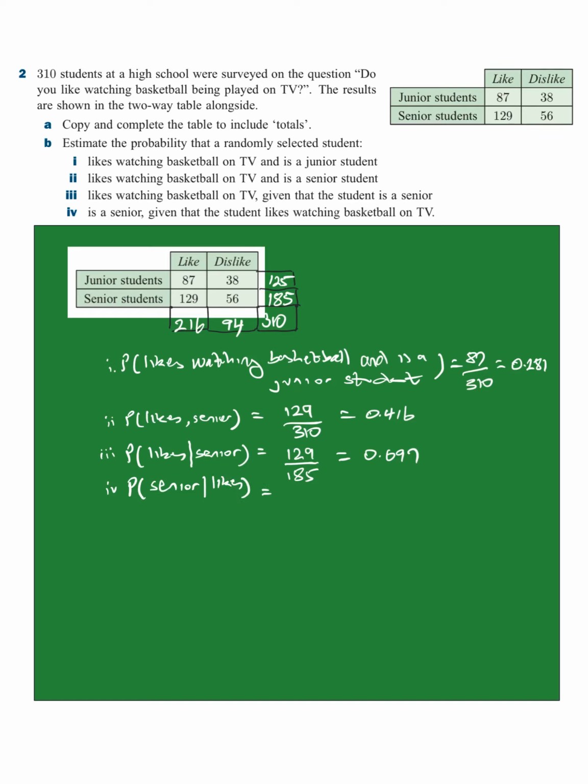Okay, and we said that watching basketball on TV is this one, 216 on the bottom. Okay, 216, and on the top was the first part, is a senior. Well, that'll be 129. So 129 on 216 is 0.597. Okay, so they're the answers there.